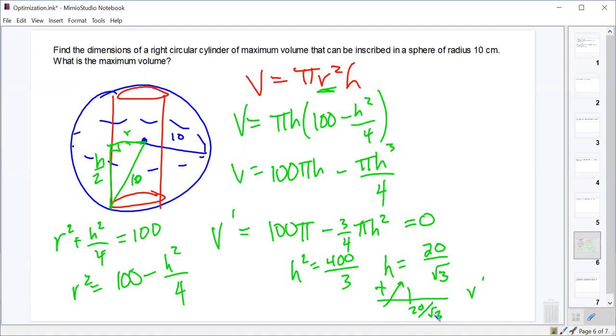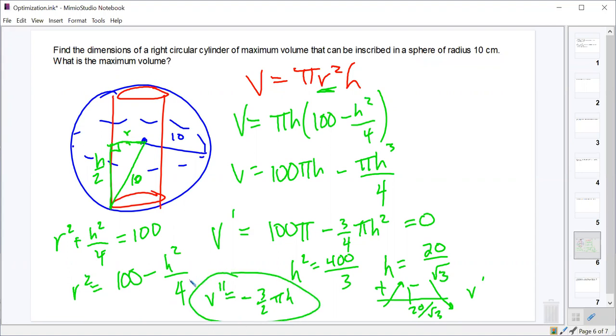Yeah, 20 over root 3. For some reason, I was thinking root 3 was more than 2. I don't know why I thought that. So how about something like, I don't know, 18. 18 squared times 3/4 times pi is more than 100 pi. So if we subtract, we end up with a negative, and it's a max. We could have also found v double prime, right? V double prime would have been negative 3/2 pi h. And since no matter what h value we plug in, especially 20 over root 3, that's negative, that tells us that it's a max.